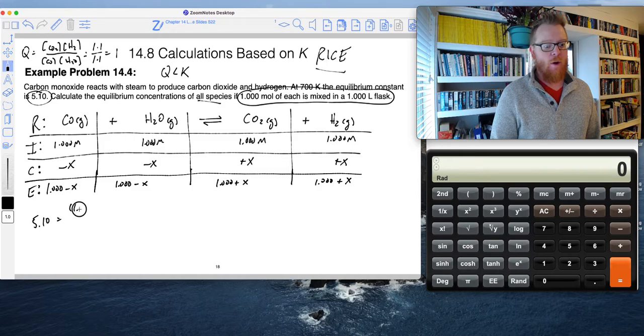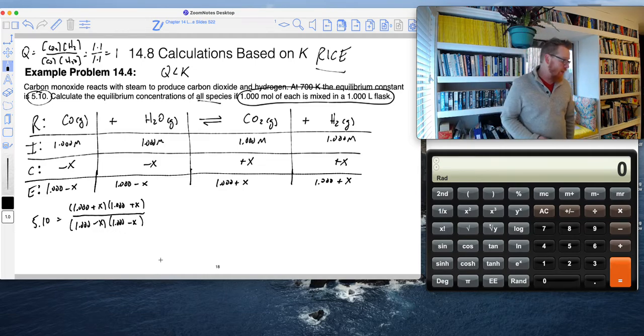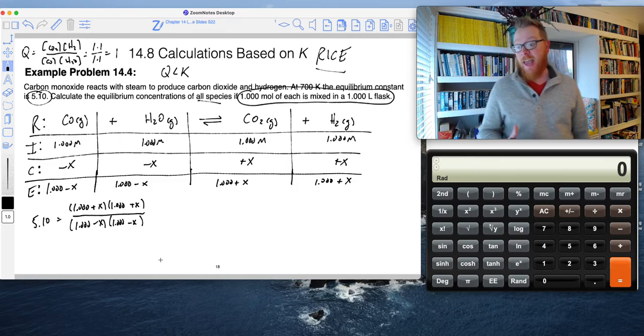So that's going to be 1.000 plus X. And I'm just going to write it all out for completion. Because we know really that's 1.00 plus X all squared, right? But we'll just write it out to be complete. And now that is divided by carbon monoxide times H2O, which is 1.00 minus X for each. 1.000 minus X.